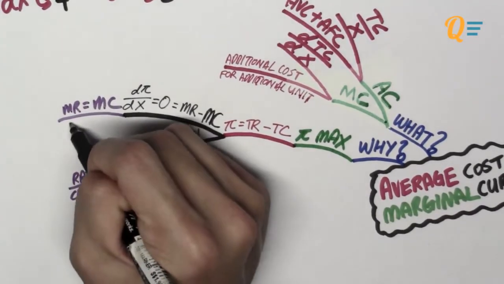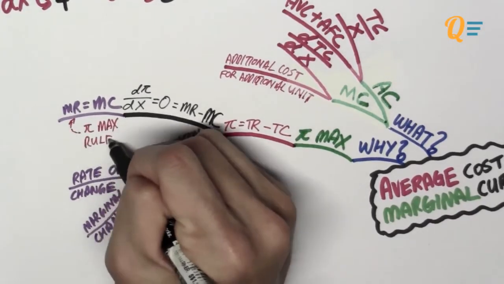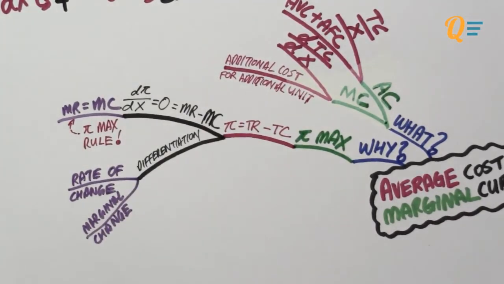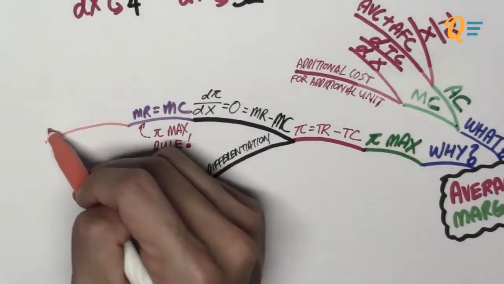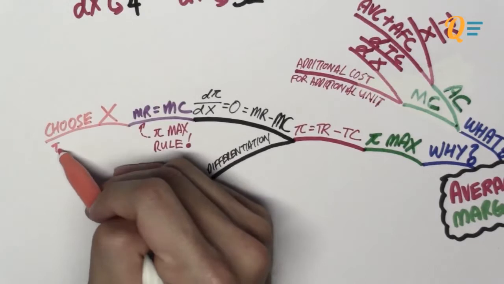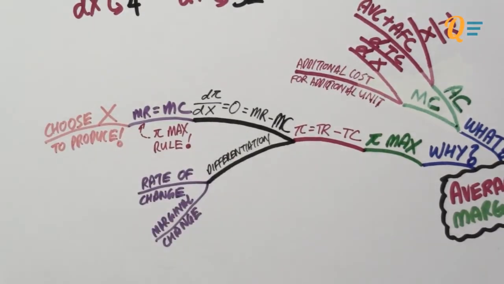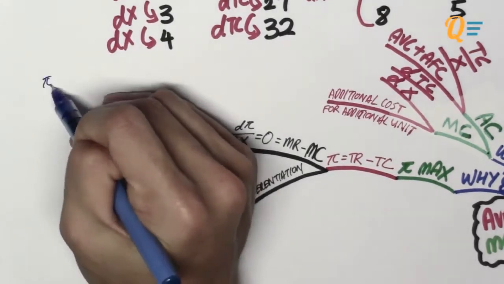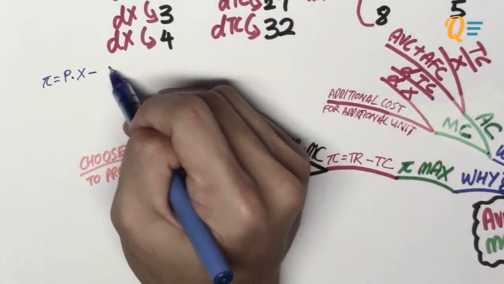So I'm going to rearrange that equation, and I'm going to get MR equals to MC. And this is simply the profit maximization rule. And for firms to follow this rule to maximize the profit, what they simply have to do is to choose the quantity of X to produce that fits this equation. So it's actually very simple. Let me use a mathematical example to explain why this is the case.